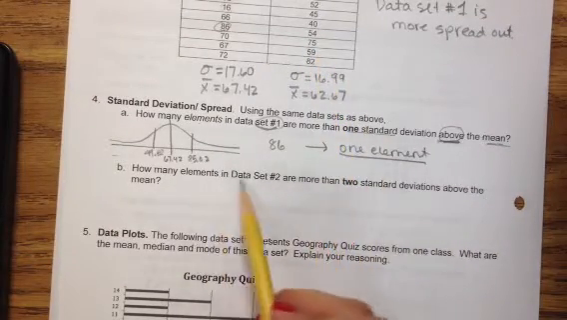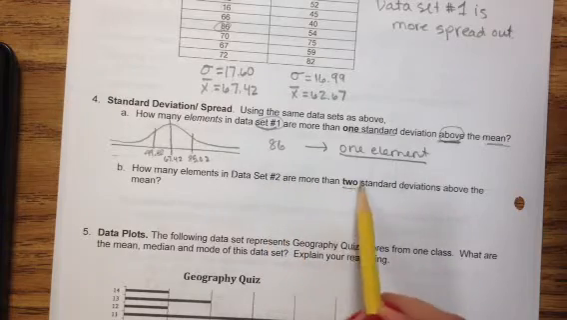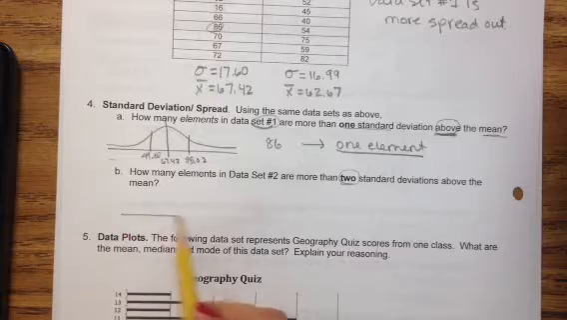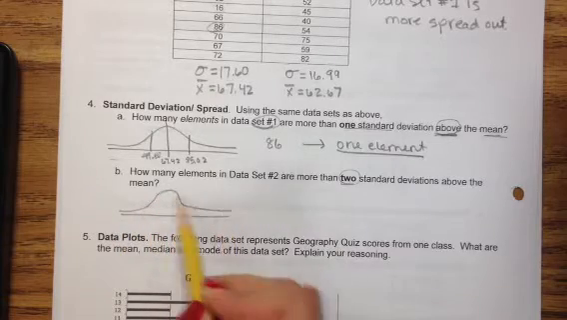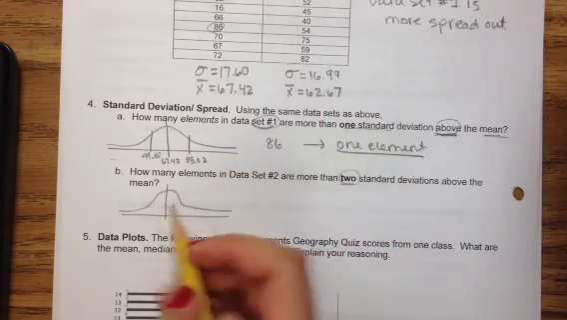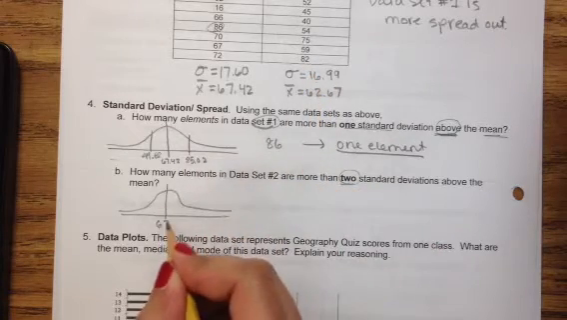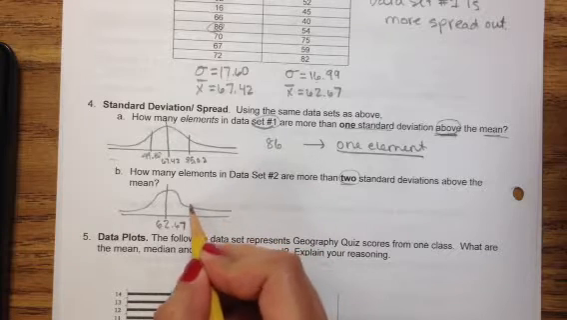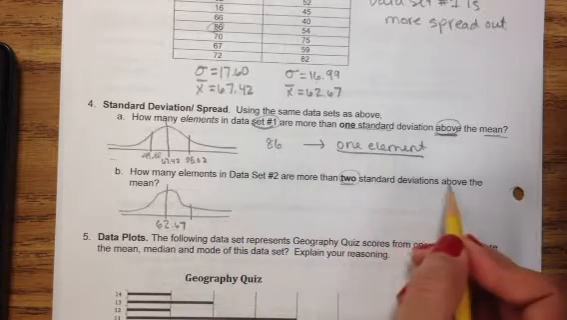All right, and for section B, we're going to do the same thing, but now with data set 2. How many elements in data set number 2 are more than 2 standard deviations above the mean? So we're going to do the same thing. We have our normal distribution. We have our mean being 62.67. And we have 1 standard deviation, and I'm just going to look above the mean.